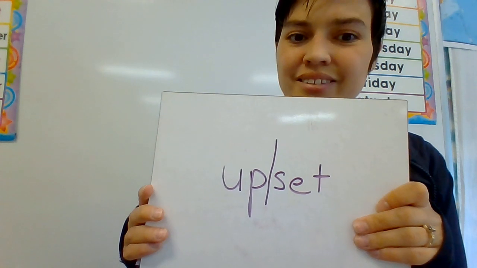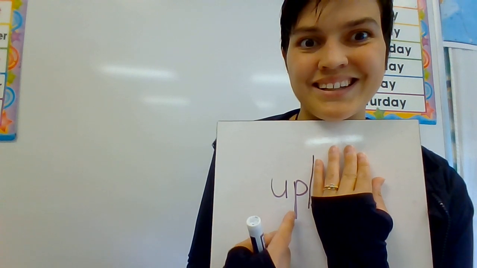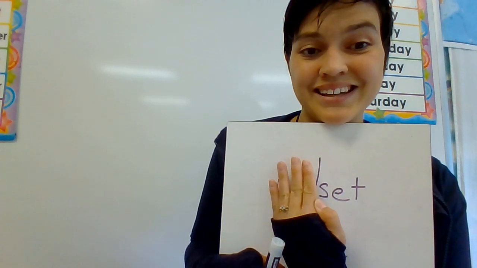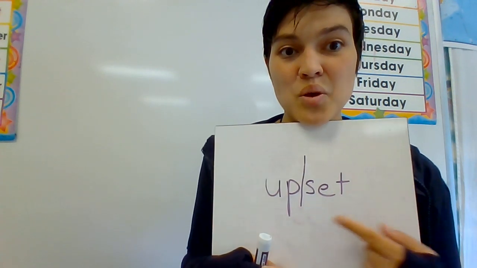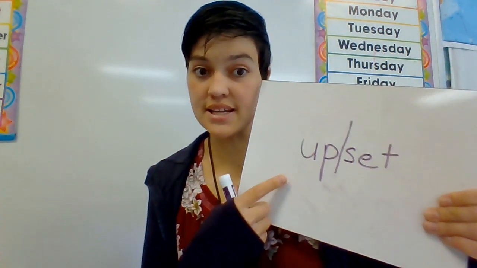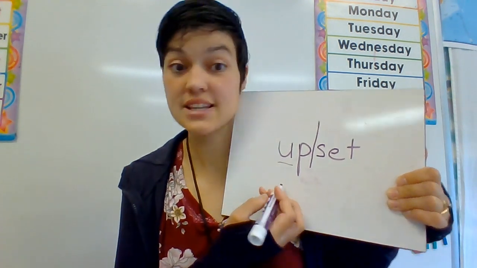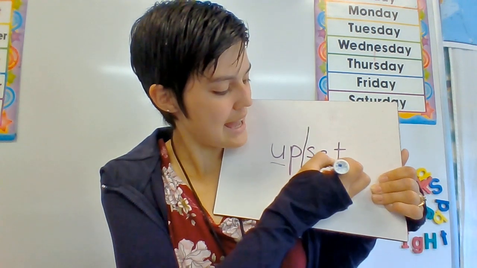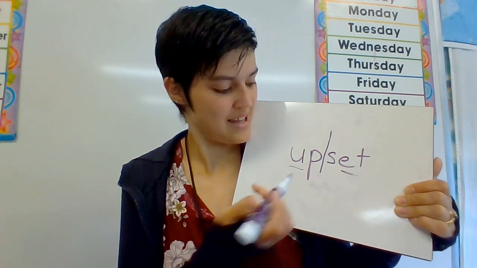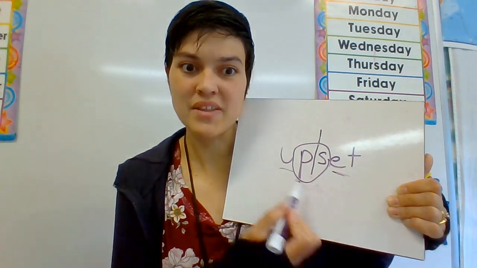All right, now look at this word. Now take the first syllable and read it. Very good. Up and set. What's the whole word? Upset. Now, what is the first vowel sound you hear in this word? And what's the second vowel sound you hear in the second syllable? Eh. What are the dividing consonants? P and S. So that is right where we need to divide this word.